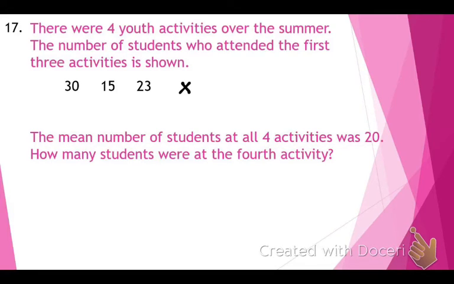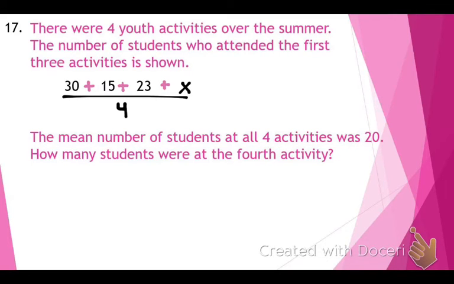Okay, let's keep going. The mean number of students. Guys, what does mean mean? The average. So I have to add them all up, and is that it? Then I have to divide by 4, because there were 4 activities. So I am going to have to add up 30 plus 15 plus 23 plus x.